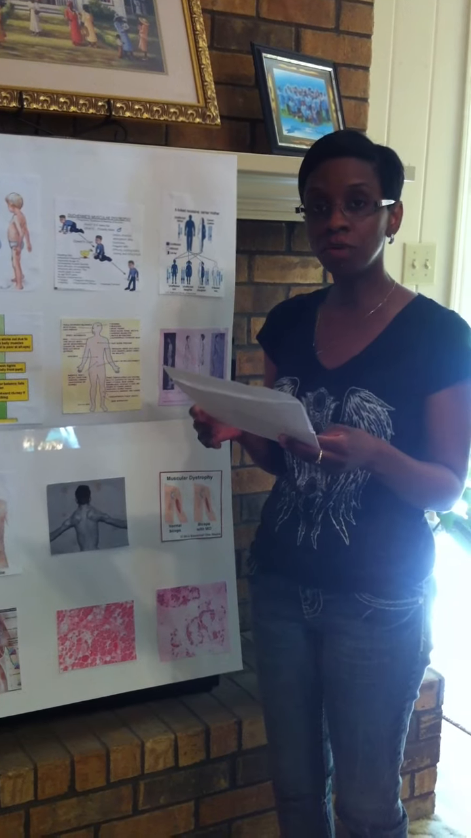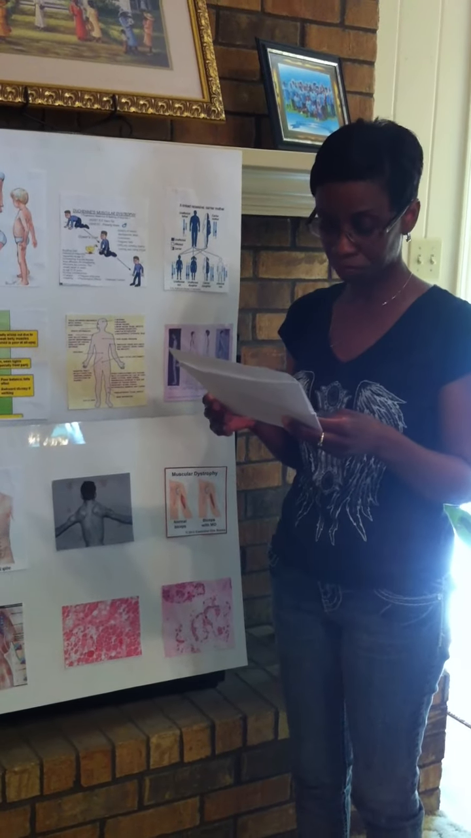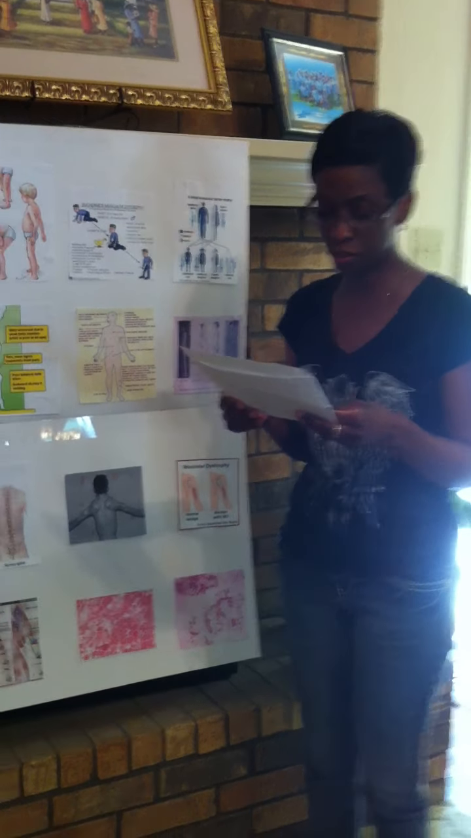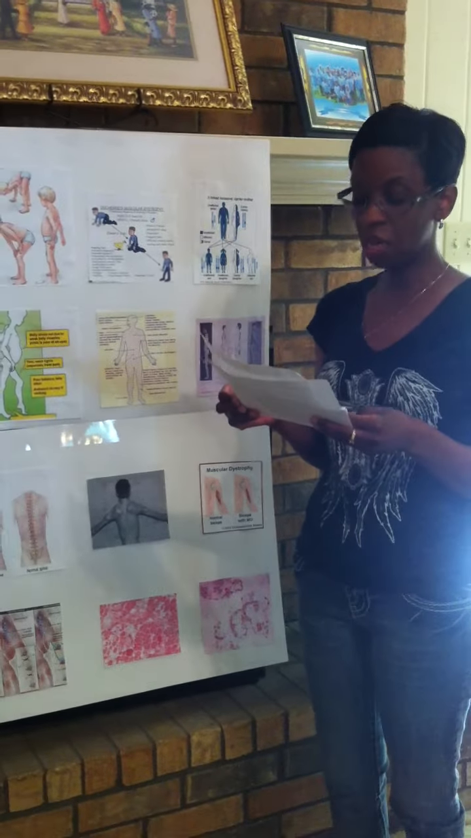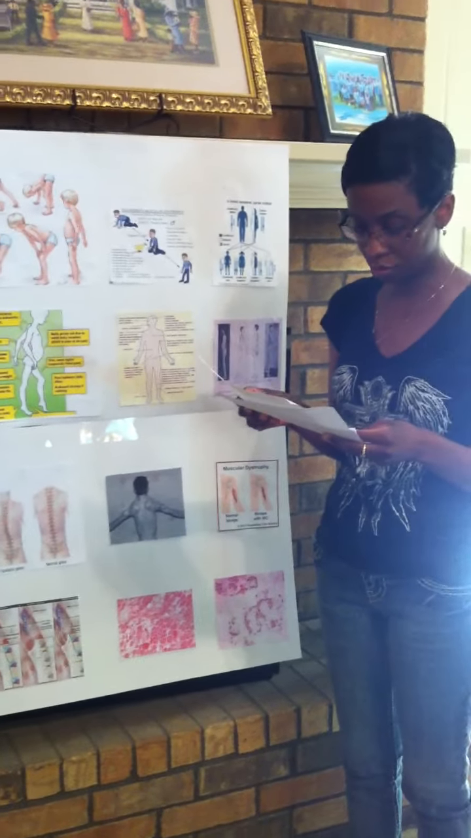You can also do therapy to help. Range of motion for flexibility. Muscular dystrophy can restrict the flexibility of joints, which causes contractures. So doing range of motion can help the flexibility of the joints. Mobility aids such as braces, wheelchairs, and walkers can be used to help maintain mobility and independence.